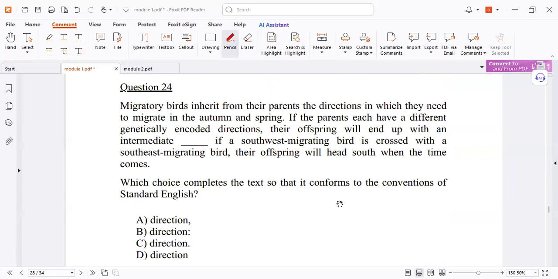Before that, what's yours? So for this, I chose A. Number 24, it's letter A. I don't think so. Or C, sir. Why not B? You have the right to be confused.